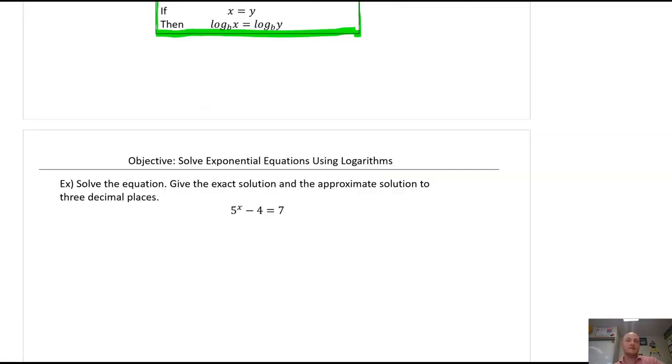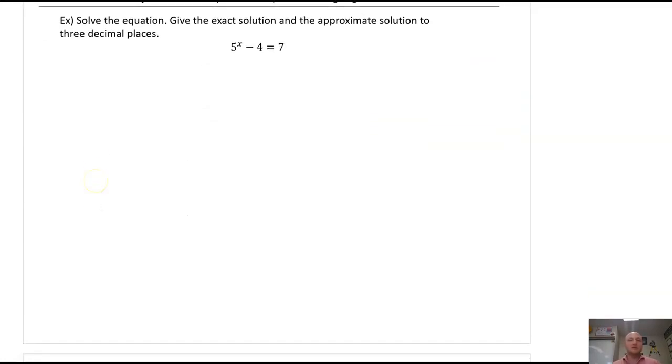So let's look at an example. Here is our first example, and we're asked to solve the equation, giving the exact solution and the approximate solution to 3 decimal places. I'll go over both of those here. The first thing I need to do is isolate my exponential expression. So I'm going to add 4 to both sides, giving me 5 to the power of x is equal to 11.